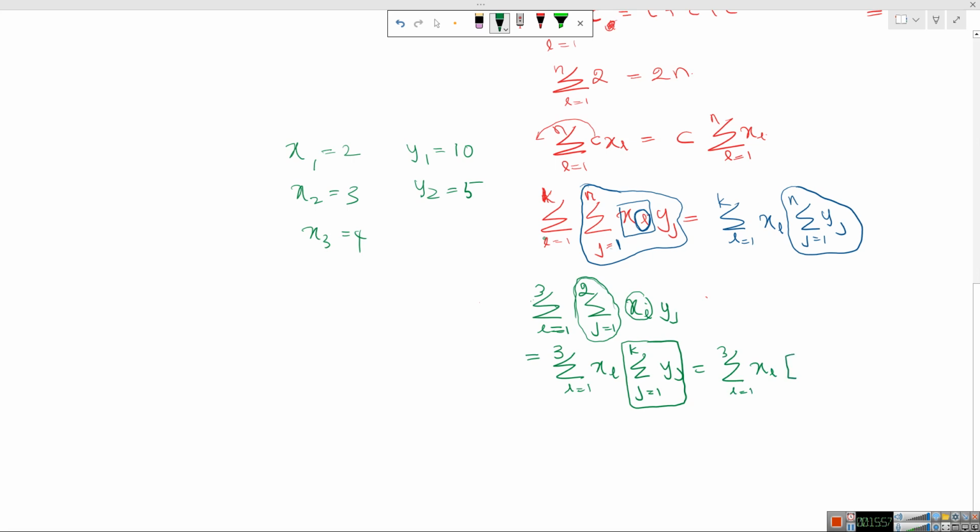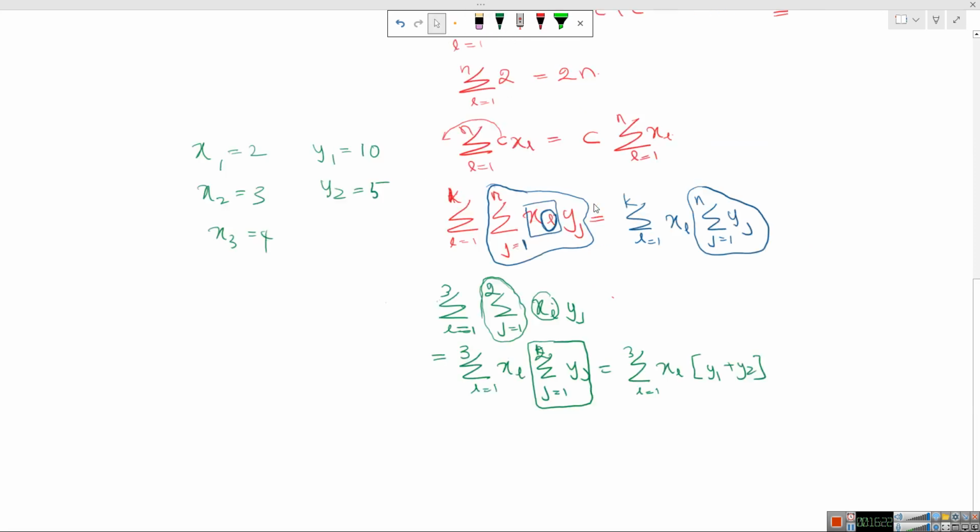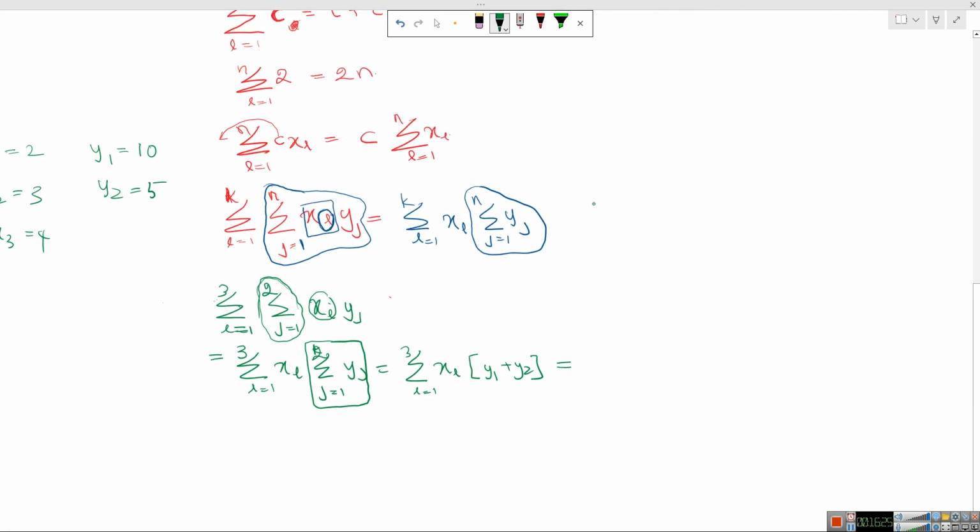So this can be written as y1 plus y2. I'm sorry, this is starting from 1, right? So now if I substitute the values here, this will be summation xi times y1 plus y2, and I know the values, 10 and 5, right? So 10 plus 5, so this becomes summation i is equal to 1 to 3 xi times 15. This 15 is constant, so I can take this 15 out of this summation.